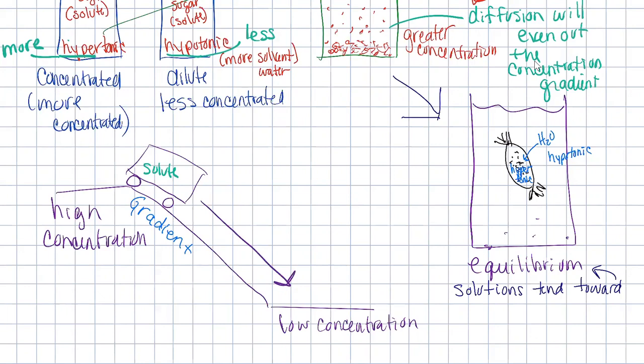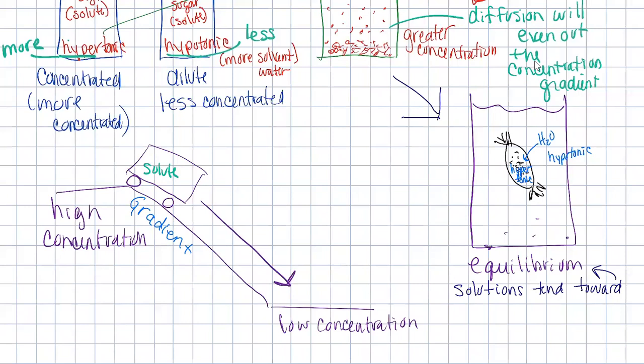In this case, there is a lot of some kind of substance in here, all the little particles. And there are only a few of them outside. So this solution inside is hypertonic. It has more solute. Outside, there's less. There's mostly water with just a few particles. It's hypotonic.